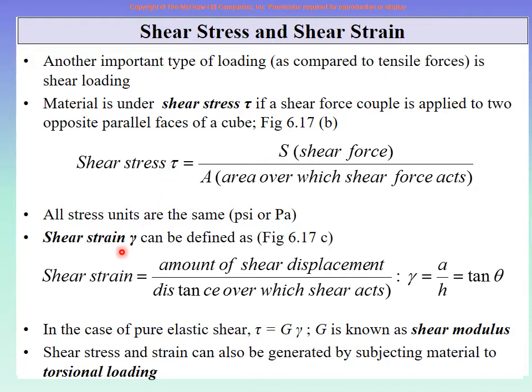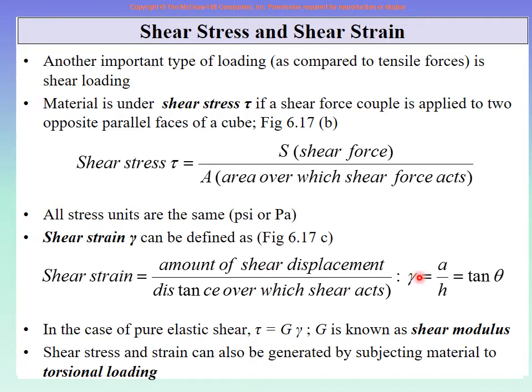And strain is again the same thing. Strain earlier was what? Change in length upon original length. So now shear strain, amount of shear displacement, change in length because of shear upon the original distance, right? So amount of shear displacement upon the distance over which shear acts. So this is change in length due to shear and original length.